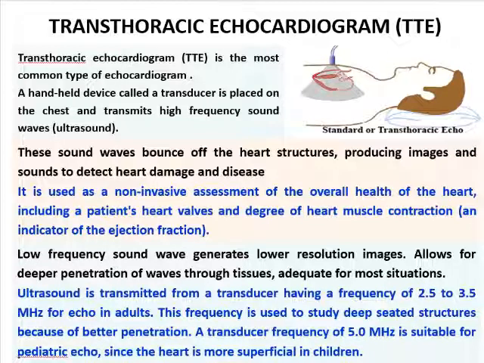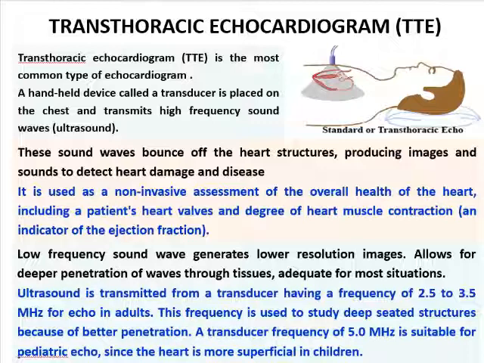Now we are going to discuss the first case. It is transthoracic echocardiogram. It's the most common type of echocardiogram. It's a handheld device called a transducer, which is placed on the chest and transmits the high frequency sound waves. Then with respect to the echo we get from the heart, the image is drawn by the display. So it is used as a non-invasive assessment of the overall health of the heart, including a patient's heart valves and degree of heart muscle contraction.